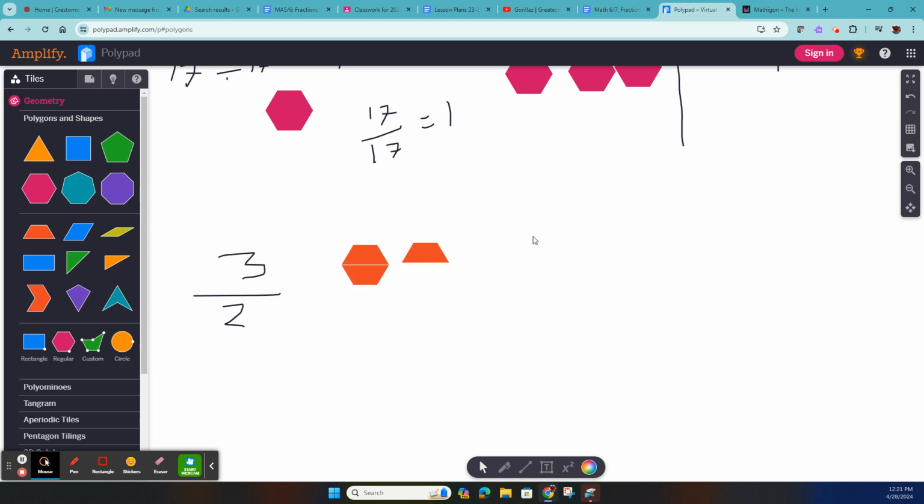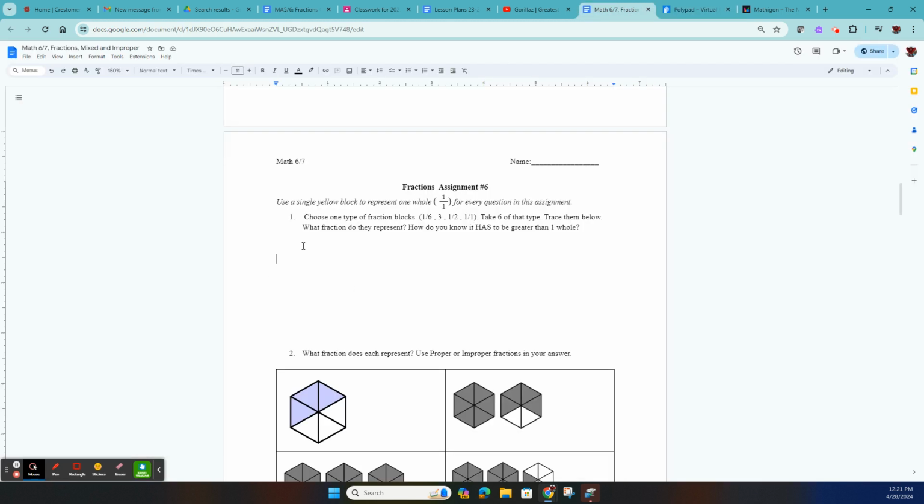Okay. Well, notice we've made a whole, right? Because all I needed to make a whole out of halves is 2 of them. But I've got 3. So whenever your numerator is bigger than your denominator, it has to be greater than 1. It has to. Cool. So there's your answer for question 1.